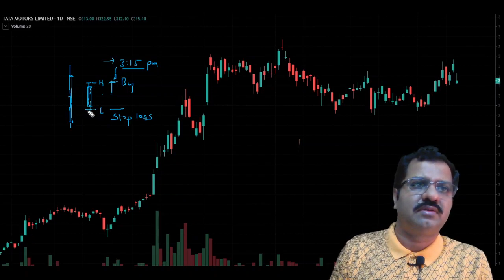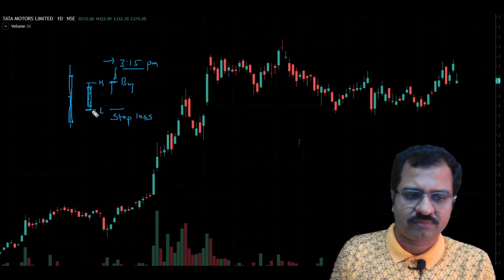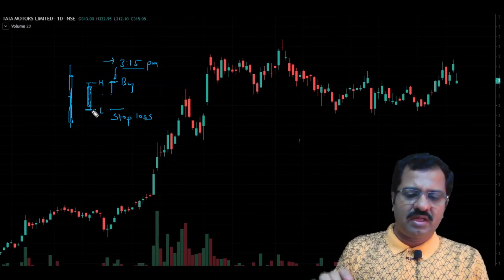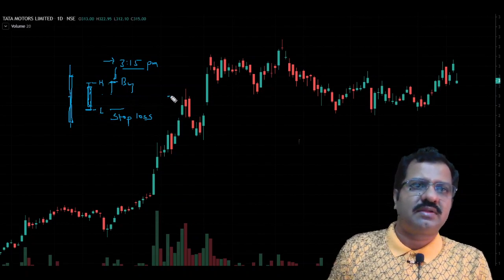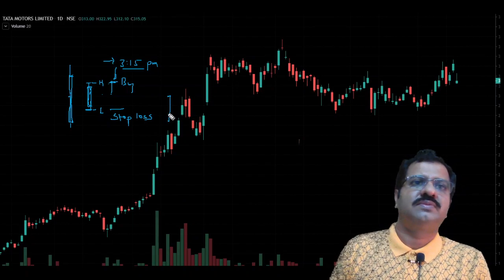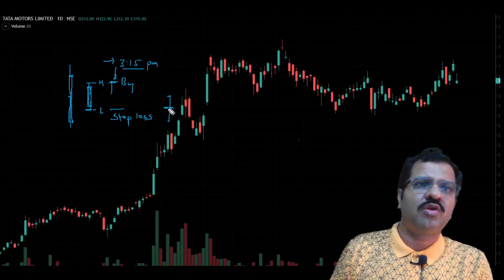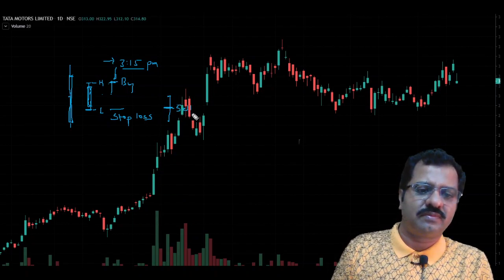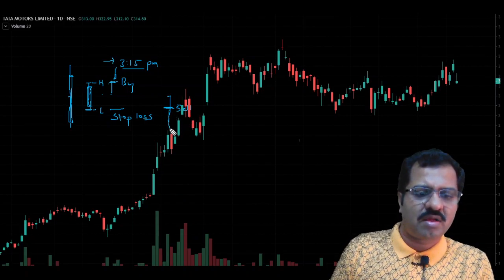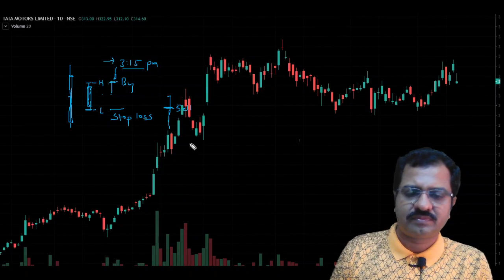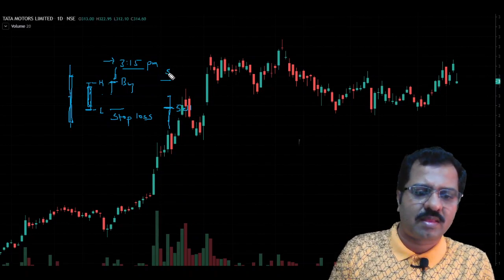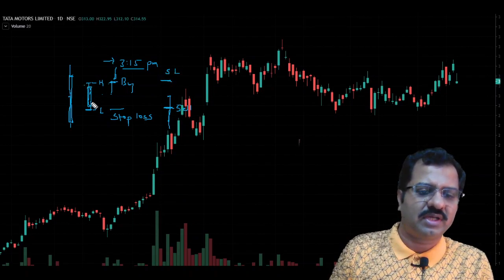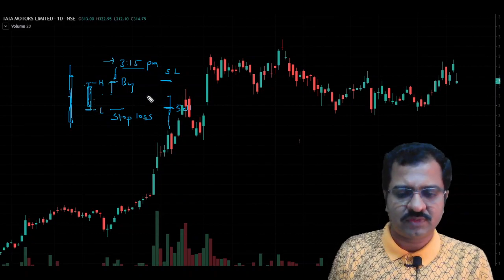Low of this candle is your stop loss. Fine. In case price opens and goes below this, it breaks the low of the previous candle, then you have to sell it here. Open the trade to sell and square off at 315. In this case, your stop loss will be the high of the previous candle, this candle. We are talking about this candle. This is the system.